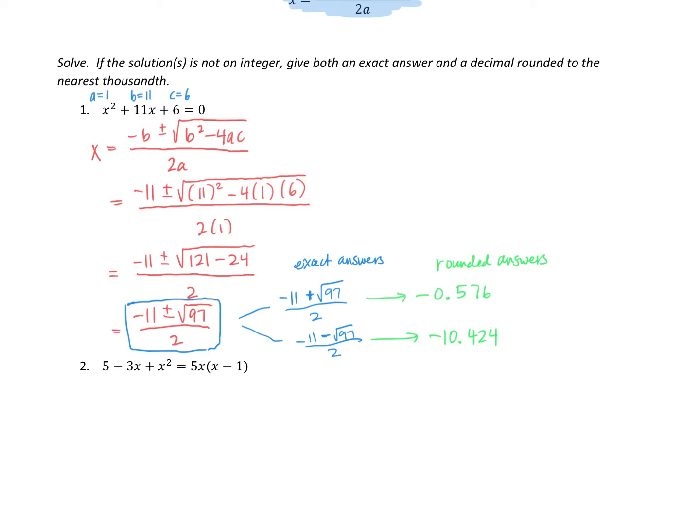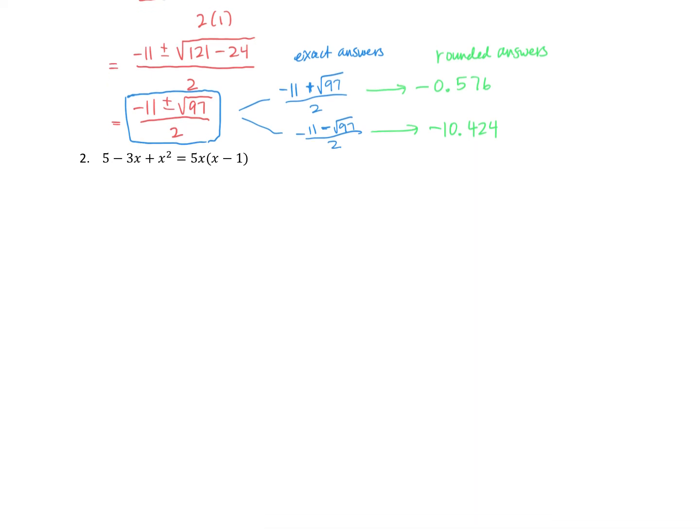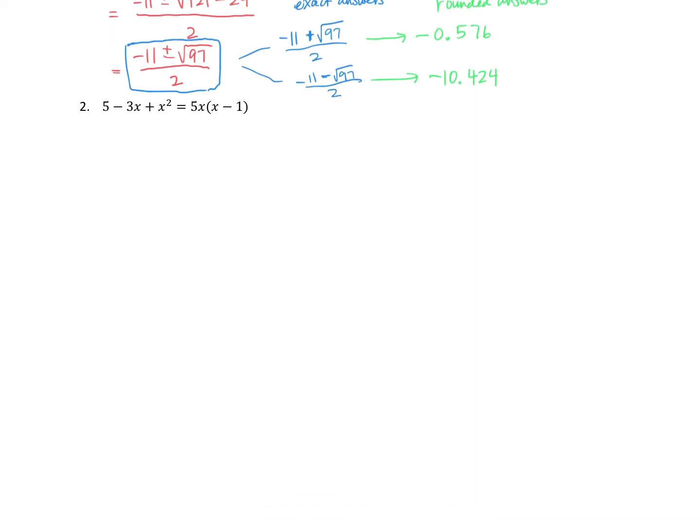For the next example, this one is a little more complicated. The first one was all nice and set up for us. It was a descending order on the left. It was 0 on the right. That's great. That's obviously not going to happen all the time. So what we want to do here is get it set up before we start trying to use the formula.